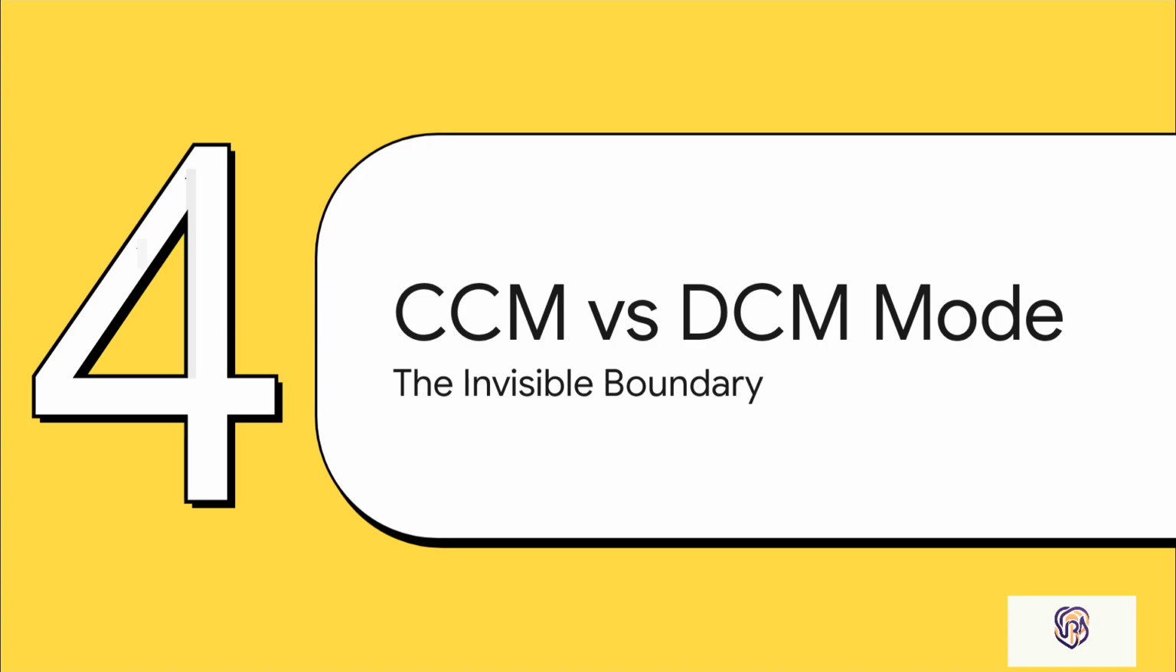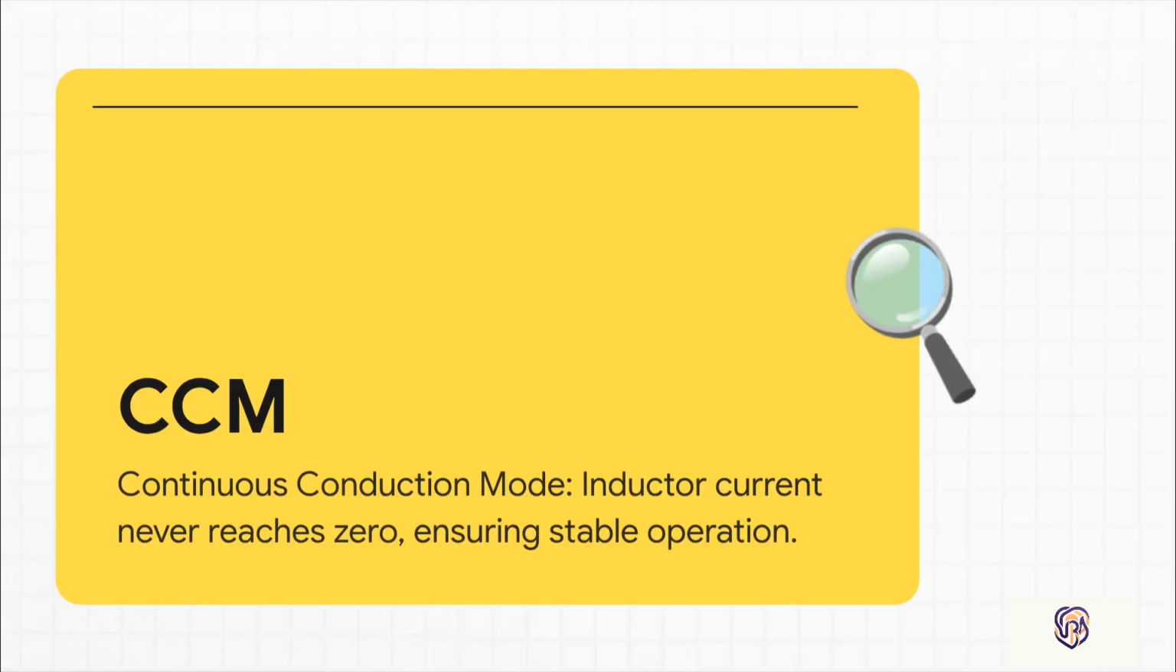All right, section 4, continuous versus discontinuous mode. So, continuous conduction mode, or CCM. This is generally exactly where we want our circuit to be. It's an operating state where the current flowing through our inductor never drops all the way down to zero during the switching cycle. Going back to our water pipe analogy, it's a constant, totally uninterrupted stream of water that never runs dry.